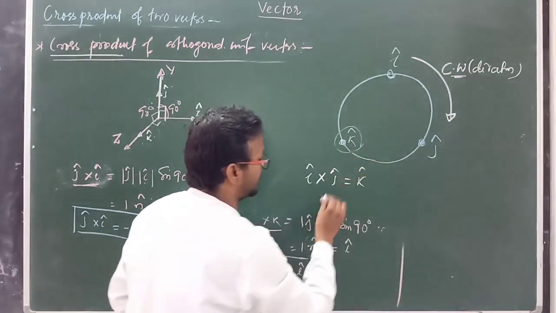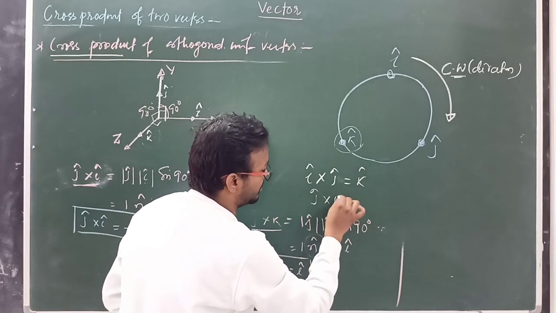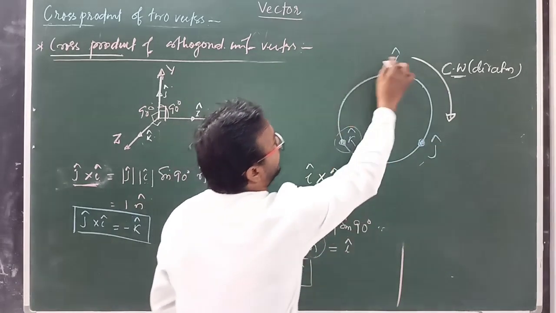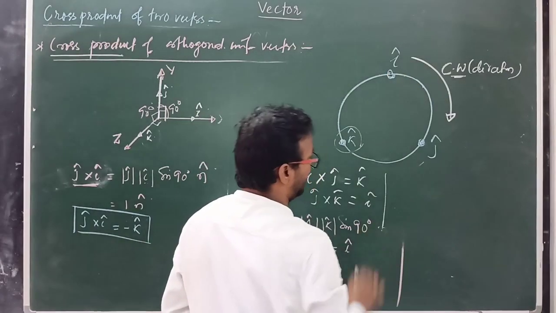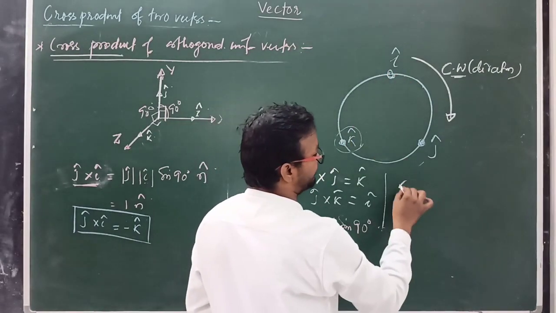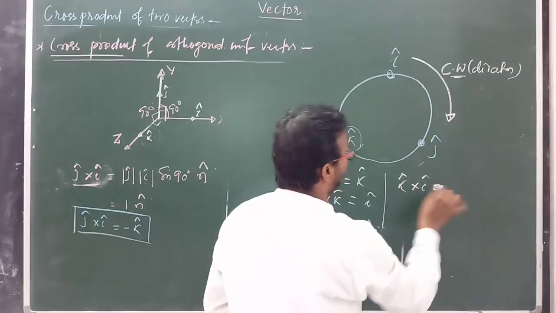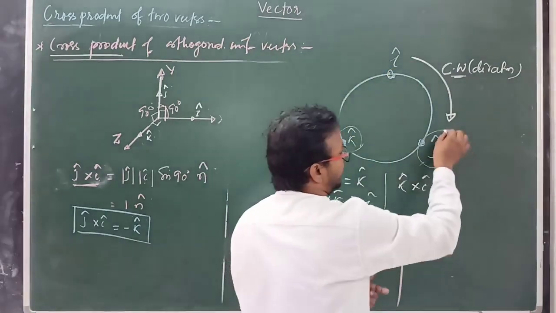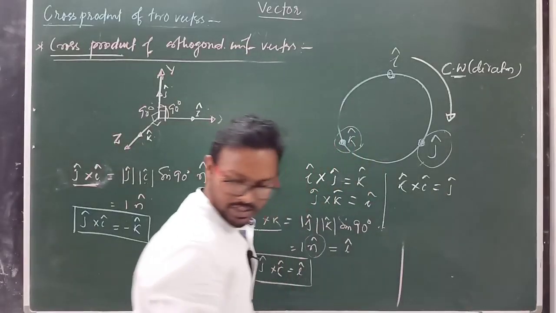Similarly, j cap cross k cap, and you will get i cap. Clear? And k cap cross i cap in the clockwise direction, then we will get the final answer, that is j cap.